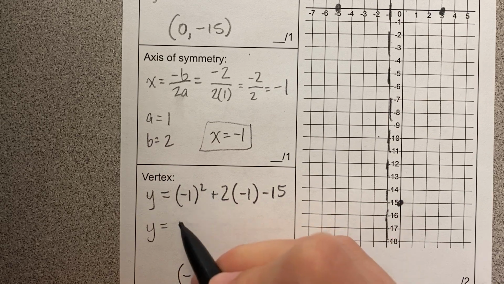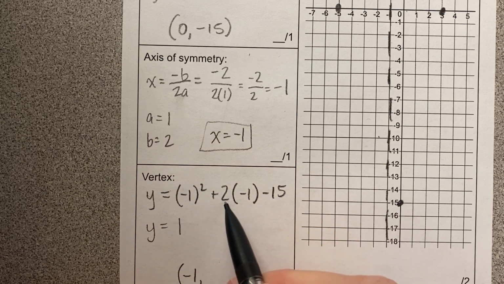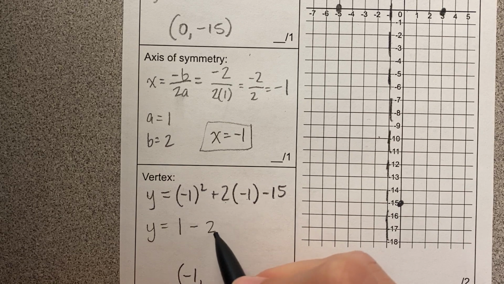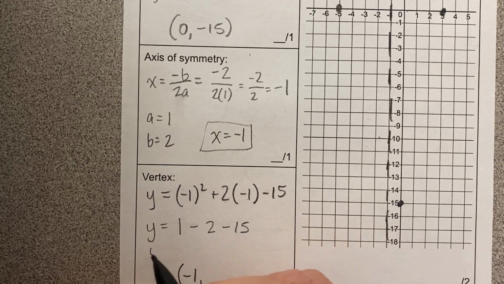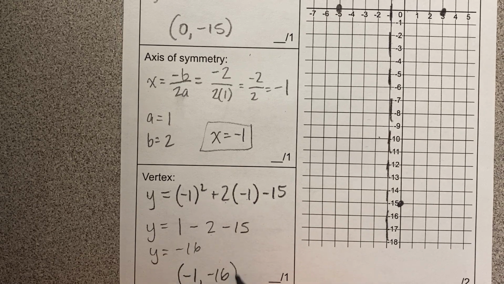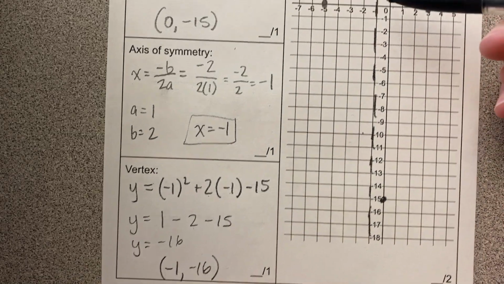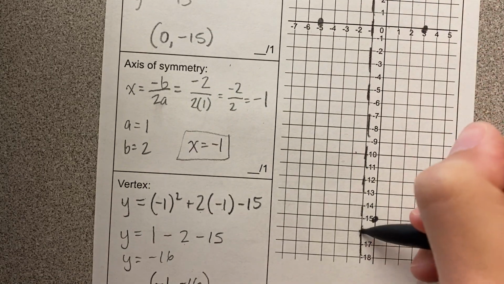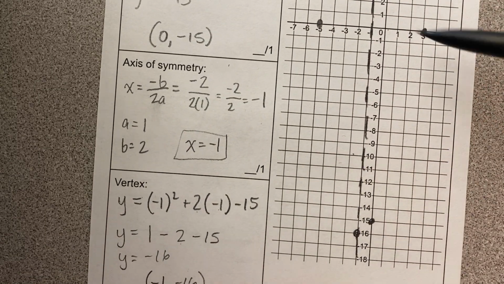Negative 1 squared is negative 1 times negative 1. That's positive 1. 2 times negative 1 is negative 2 minus 15. And then if I do 1 minus 2, that's negative 1, minus 15, that's negative 16. So my vertex is at negative 1, negative 16 right here. And everything is looking beautiful.